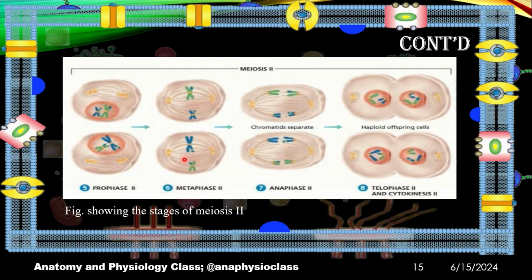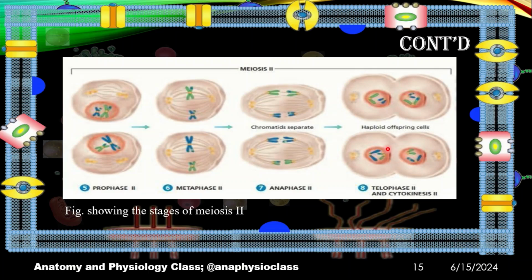Then in metaphase 2, the cells align themselves at the center, where the mitotic spindles attach to each and every pair of chromosomes at the centromere. Then in anaphase 2, the sister chromatids are divided into 2 and separated into 2 equal halves, where they are collected at the 2 poles of the cell.